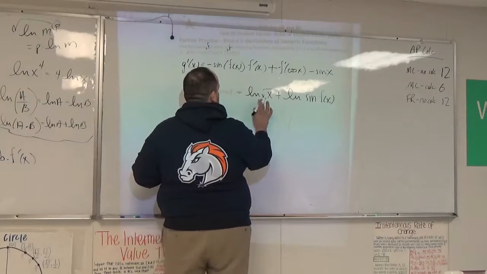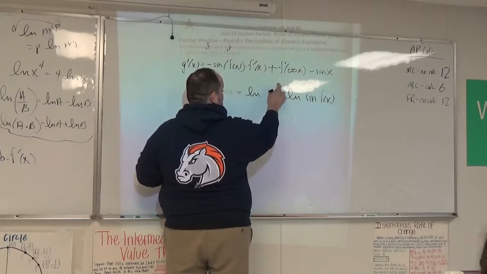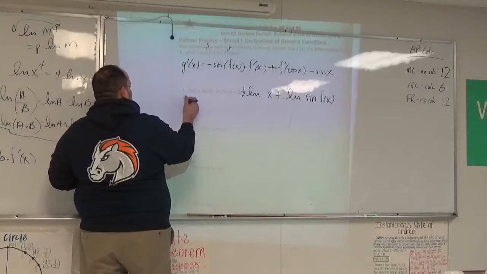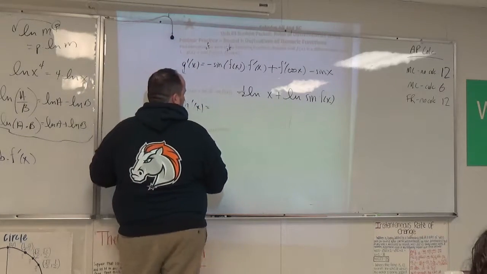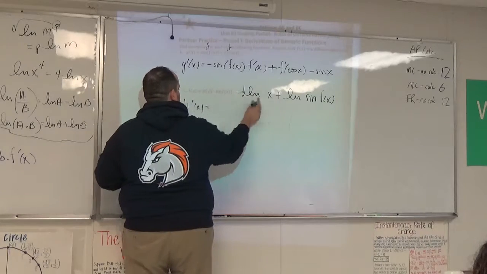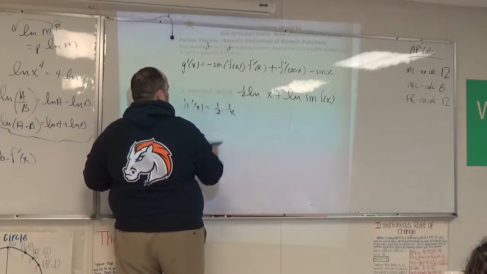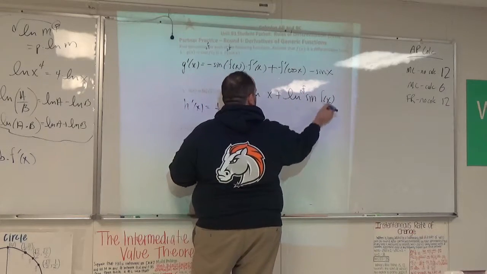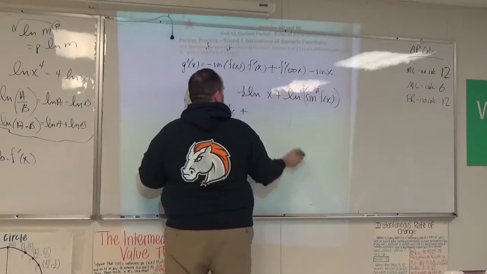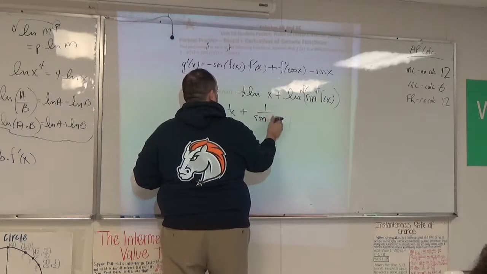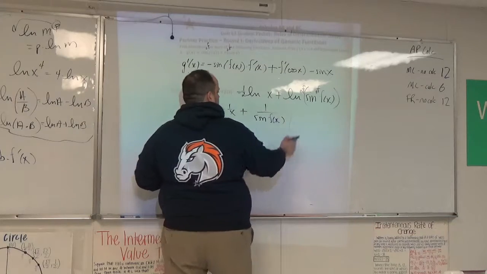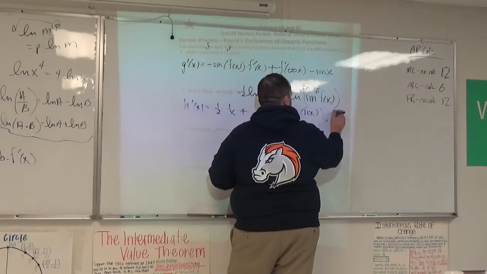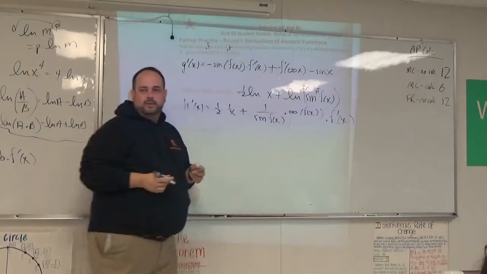Even better, maybe I'd rewrite natural log of the square root of x as natural log of x to the half, and then bring that half down in front. So the derivative in an ideal world, h prime of x, what do we get here? Derivative of half natural log of x is going to be a half times 1 over x. Plus, when I get to the derivative of natural log of sine of f of x, I'm going to have 1 over sine of f of x times cosine of f of x times f prime of x.